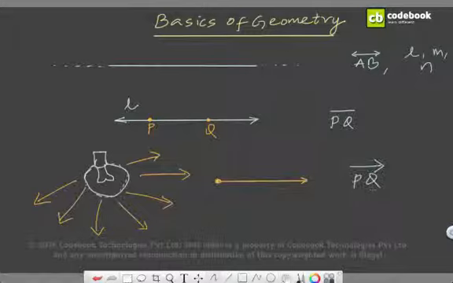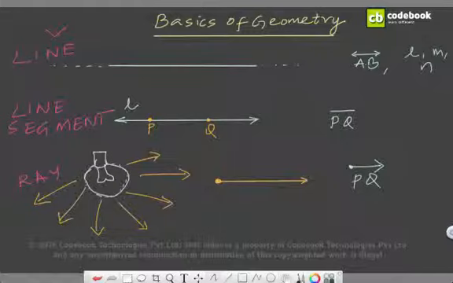Rays are represented with two letters PQ and a line on the top of PQ with one arrow. The other end doesn't have an arrow. So it starts at one point and expands out indefinitely in the other direction. So that's a ray.